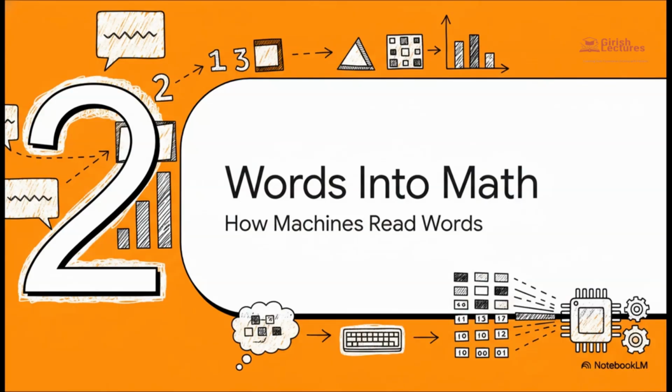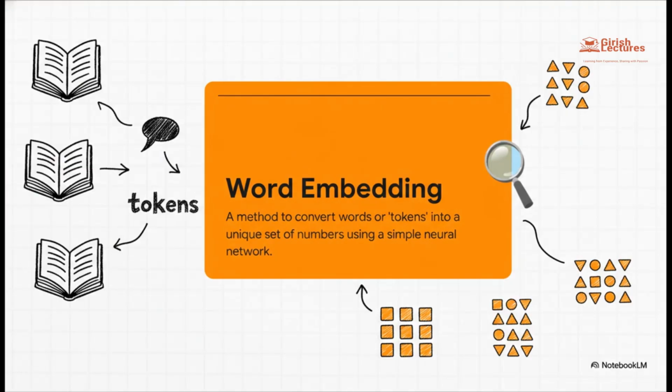Okay, Section 2, words into math. First things first, we have a big problem. Computers, well, they don't read words, not like we do. They only understand one thing, numbers. So our very first job is to figure out how to take our phrase, let's go, and turn it into a language the machine can actually speak. And we do that with something called word embedding. Honestly, you can just think of it like a super sophisticated dictionary. It takes every single word, or token as it's often called, and translates it into a unique list of numbers. So let's becomes one string of numbers, and go becomes a totally different one.